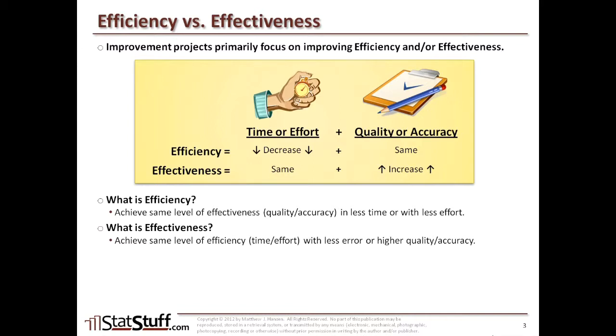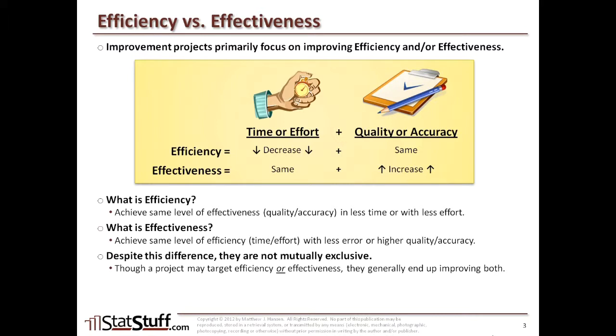So again, they both have an inverse relationship here, where efficiency is saying you do not want to compromise the quality or accuracy, but you want to make improvements on the time or effort involved in the process. Versus effectiveness, where you're saying you don't want to compromise the time, effort, or energy involved in the process, but you want to make an improvement on the quality or accuracy of the outputs from that process. Now, despite those differences between them, we would not say that they're mutually exclusive of each other, because very often you'll find that projects may focus on either efficiency or effectiveness, but very often you'll have projects or efforts that end up improving both efficiency and effectiveness. So how do we balance between focusing on efficiency and effectiveness? Which one is more important?